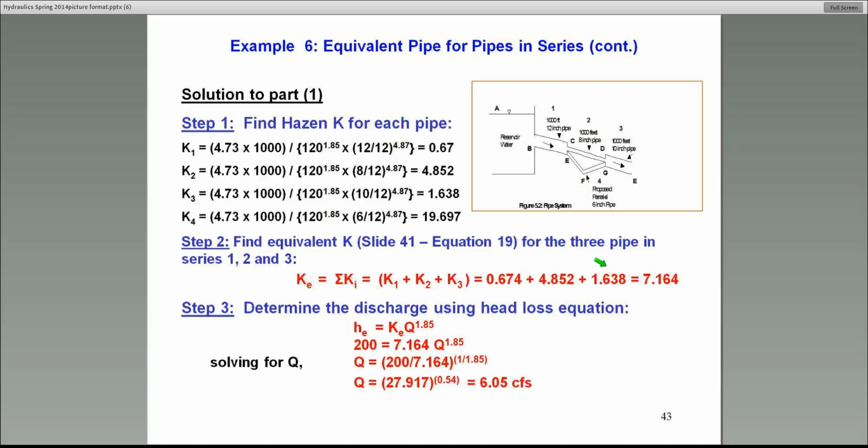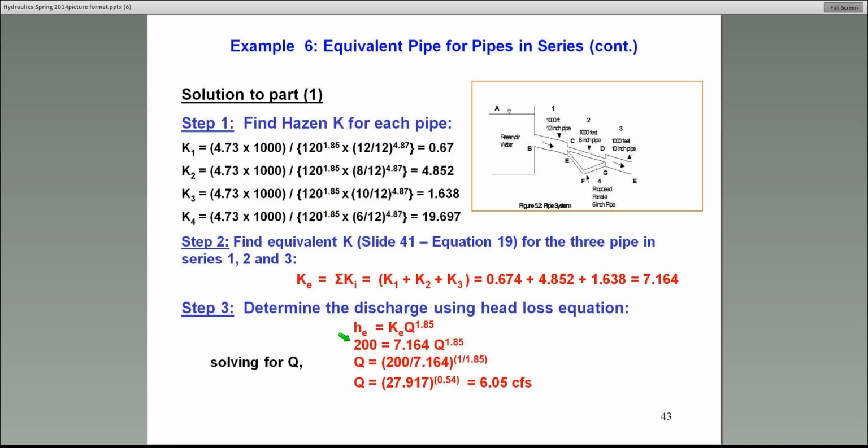And I'm going to use that KE in this head loss equation. Now remember the head loss, this has to be obtained from the Bernoulli equation. That Bernoulli equation is going to be applied from point A to point E. Now if you apply that equation, it'll simply say the head loss from A to E is 200 feet. And that is basically independently obtained from the Bernoulli equation.